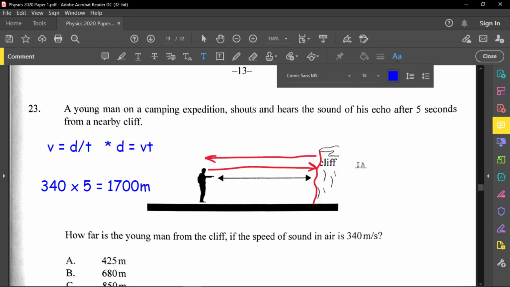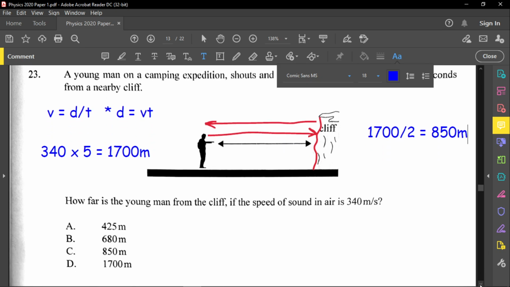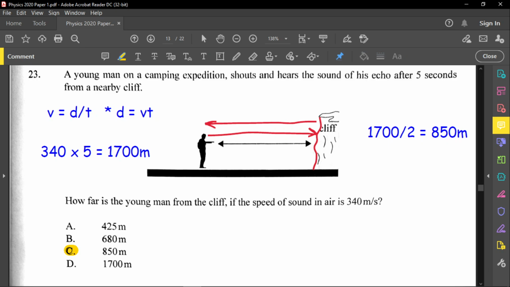So to find the distance of the young man from the cliff, it will be half of that distance, which is 1,700 divided by 2. Here we'll have 850. So 850 meters is the distance from him to the cliff. 1,700 is the entire distance back and forth, the time it took to make the sound and hear it. So the answer here will be C. C will be the answer for this one.